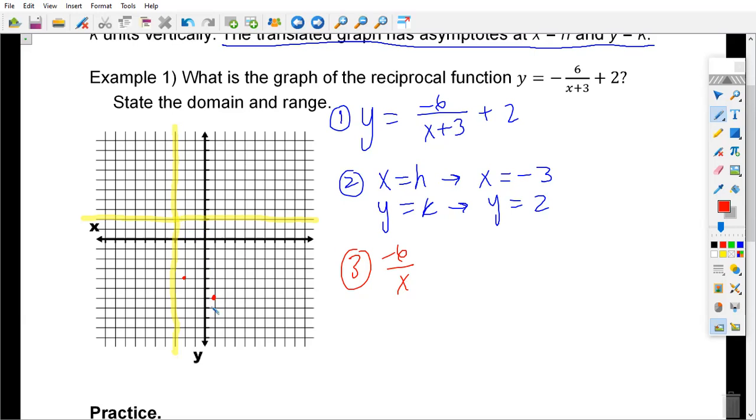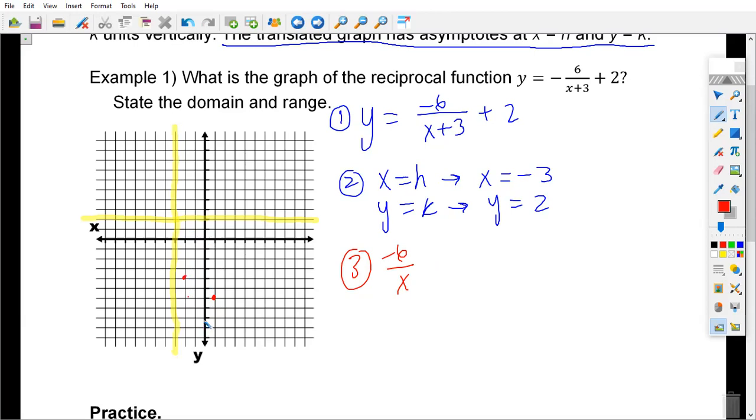Okay. So the other option is here. I can say, okay, I'm going to take the fact that at -6 over x, I would have been here. And I'm just going to follow the transformations to follow my asymptotes, which means I can go over 3, up 2, and here's my new point.